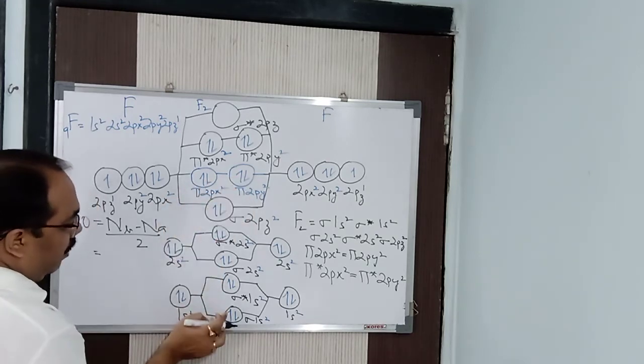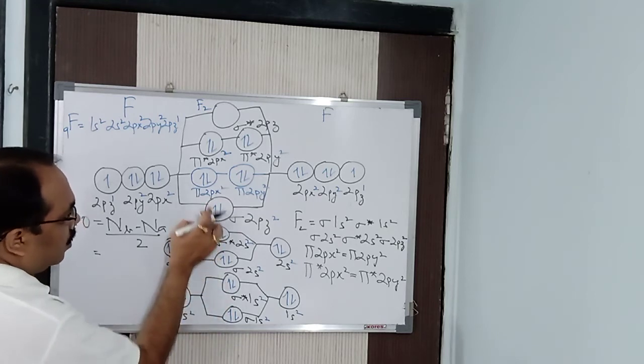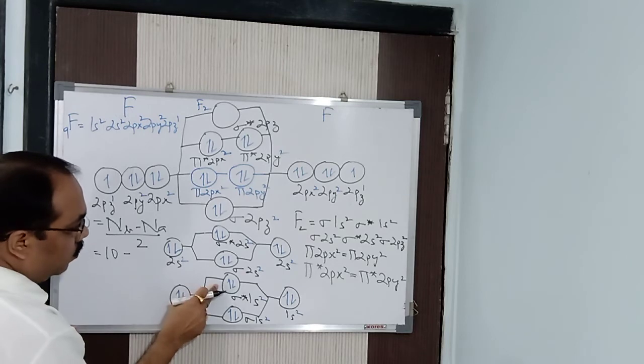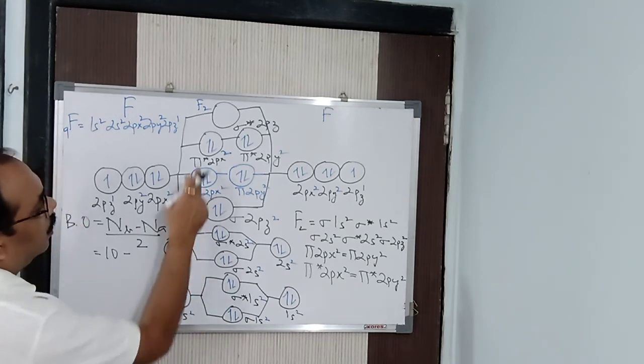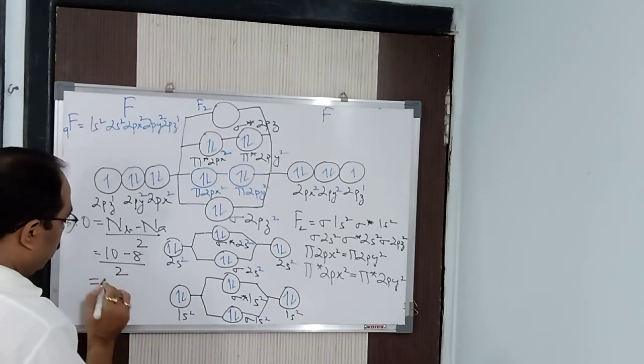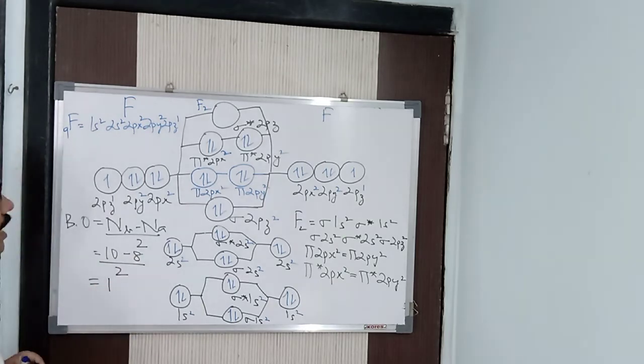All these are bonding. Count it: 2 plus 2, 4, 6, 8, 10. Anti-bonding is the one which has a star: 2 plus 2, 4, plus 2, 6, plus 2, 8. So 10 minus 8, divided by 2. So 2 by 2 is 1. And it has to be 1.